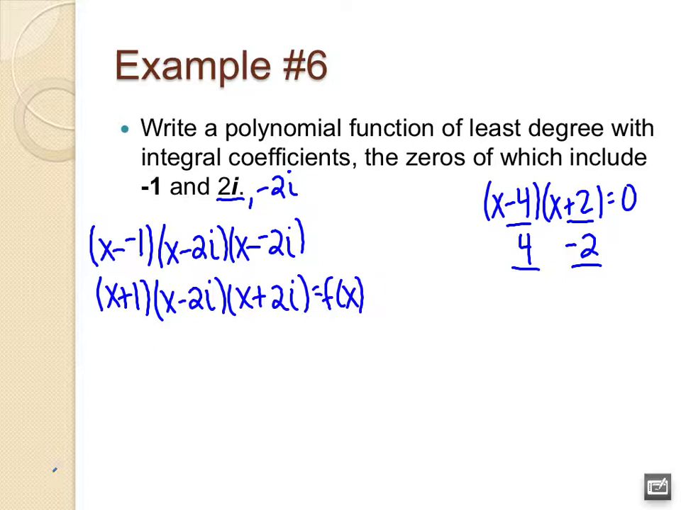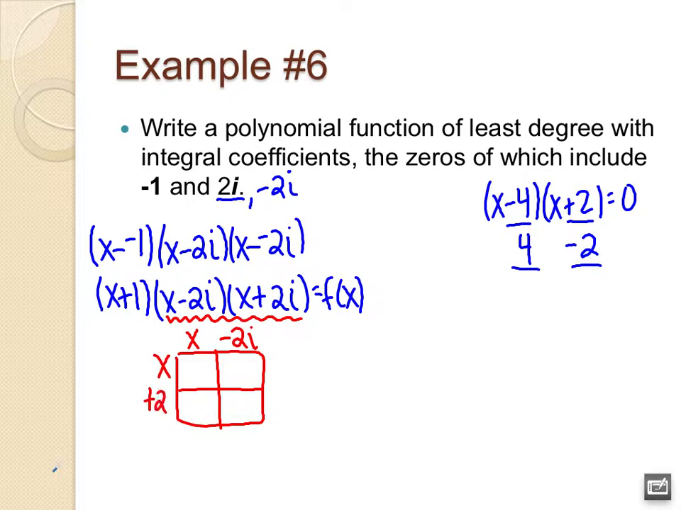Unfortunately, you cannot leave your answer like this. We don't like to leave imaginary parts in our answer. So this is what I'm going to simplify first. I would always simplify the imaginary part so I can get rid of those i's. You guys know this. I like the box. If you just like to do the arcs, that's fine. So x subtract 2i, x add 2i.